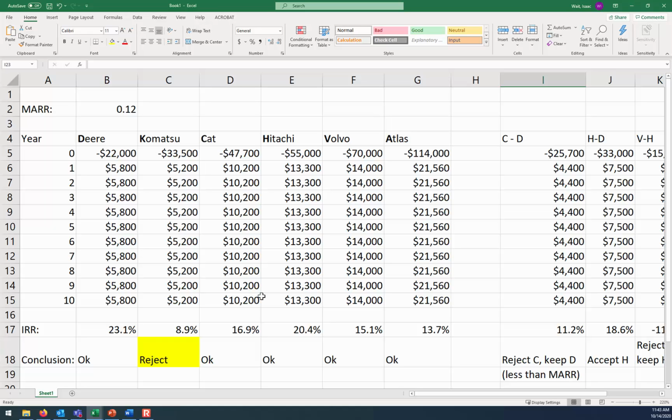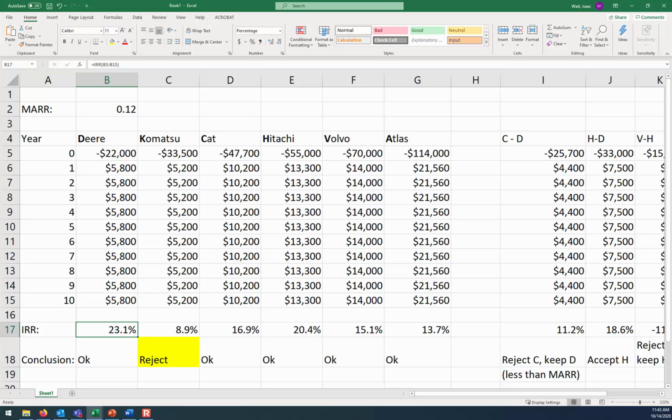And so the IRR function was done on each one of these options, and you can see that all of them passed muster except for Komatsu. And Komatsu only has an internal rate of return of 8.9%, and since that's less than 12, it's not suitable. All of these other options, it's greater than the MAR, and therefore they're suitable. Now that doesn't mean that we know yet which one is best, and the one with the highest internal rate of return isn't necessarily the one that's best.